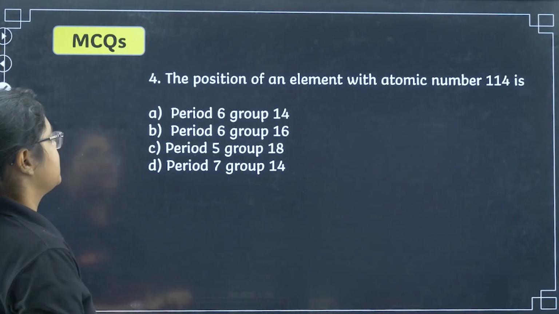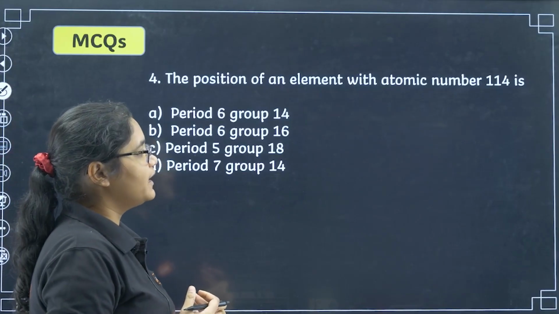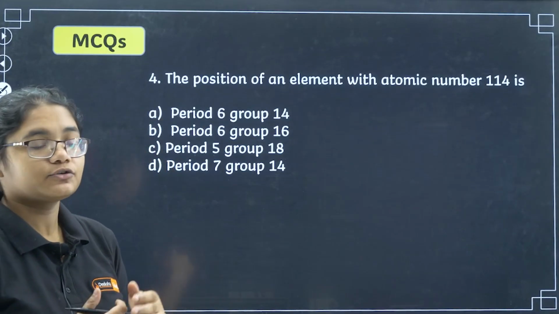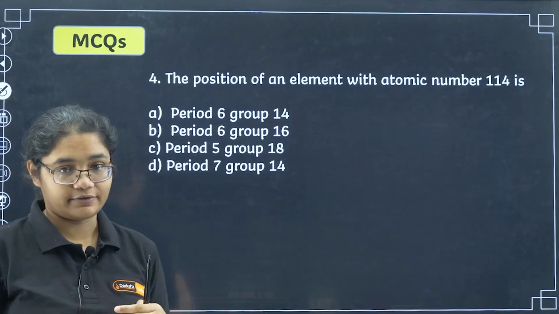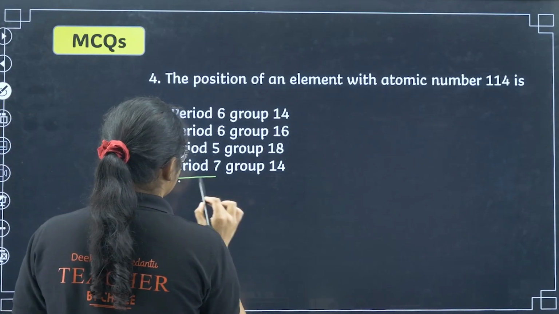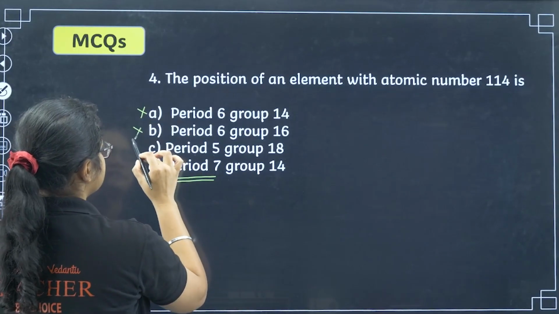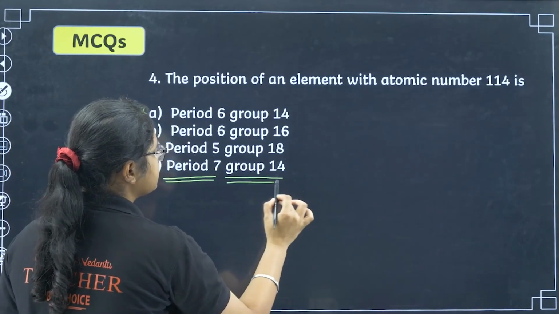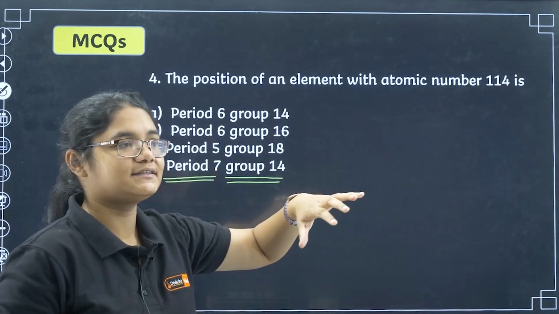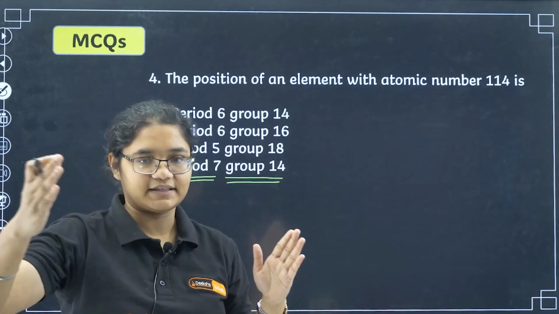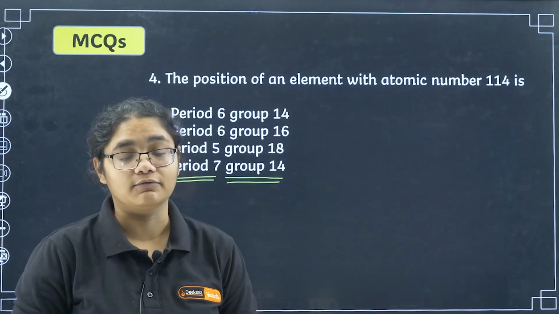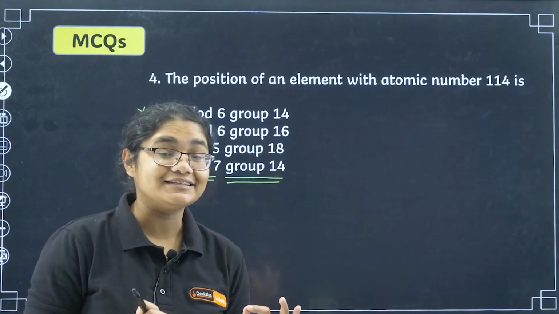Let's move to the next question. The position of an element with atomic number 114 is, okay, so all the elements above 100 are placed in the 7th period. So I have only one option with 7th period, and since the last number is 4 here, the group number here is 14th group and 7th period.